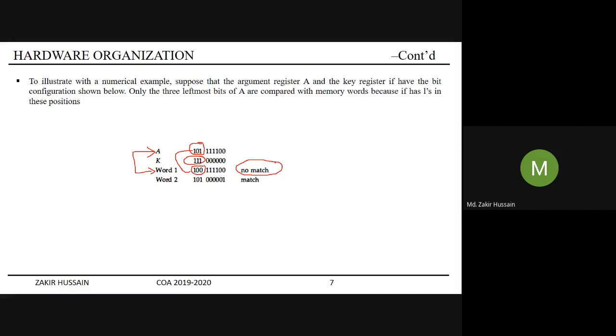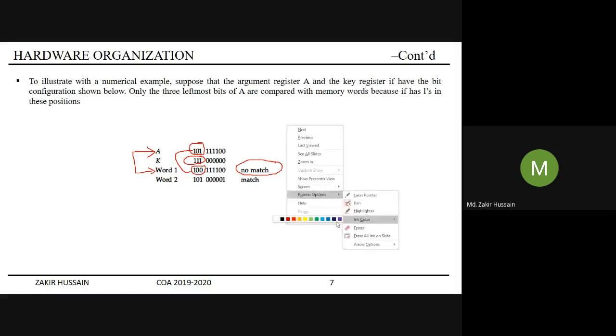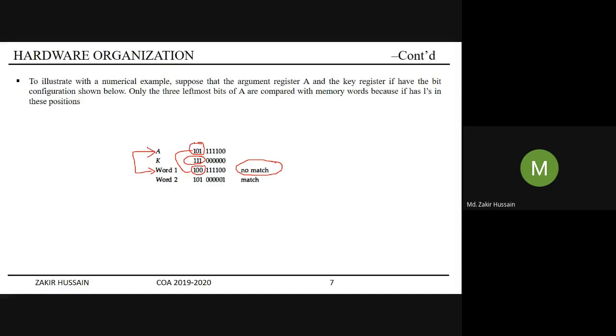If you see the other, let me take this one, this one and this one, meaning this argument register contains this 101 and this one here. The match is happening here, and that's why this is the match. So this match happening or no match happening is related to this portion here. We are not bothering about the other bits here. These other bits we are not caring at all.